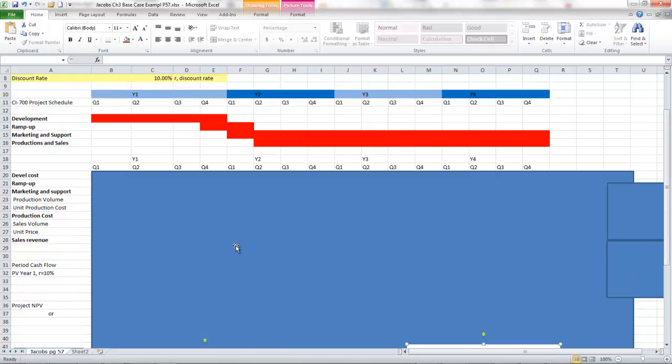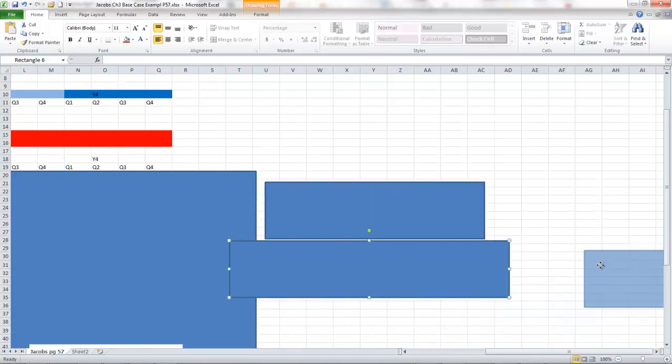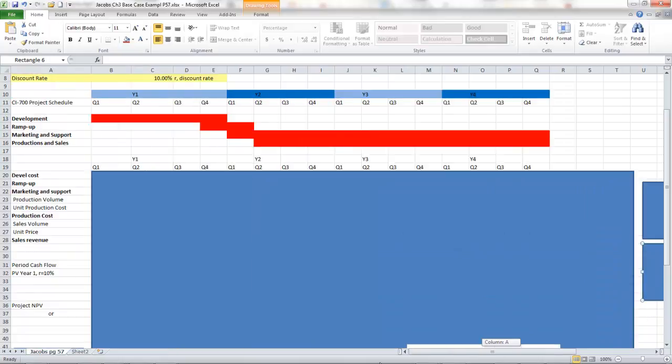Okay, so the blue blocker here, just so that we can analyze it. We went over this in class, but by using this, it actually makes it easier on our eyes. We can take a look at it and just ignore the things that aren't important at the time. So there's a development phase, a ramp-up phase, a market and support phase, and a production and sales phase.